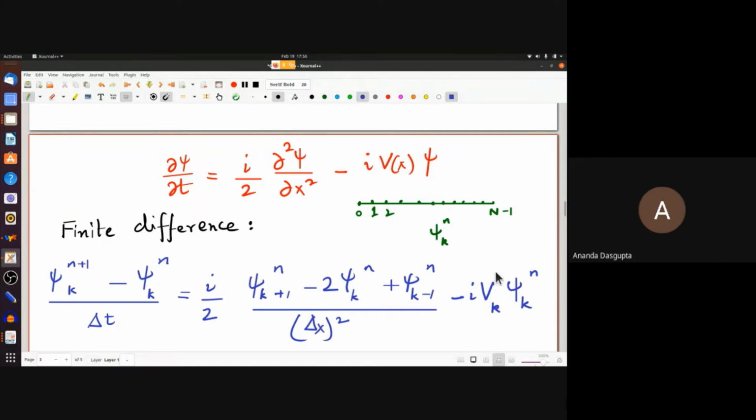And here you just have this minus iV times psi. Psi, of course, is psi at xk and tn, the psi kn. And in principle, if I wanted my V to depend also on time, as far as numerics is concerned, there's hardly much of a problem. You just change the Vk to Vkn, and that's it.